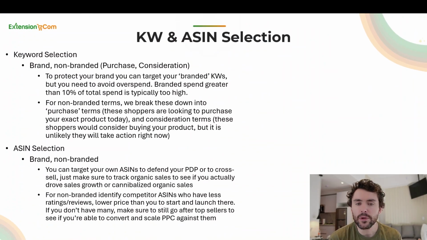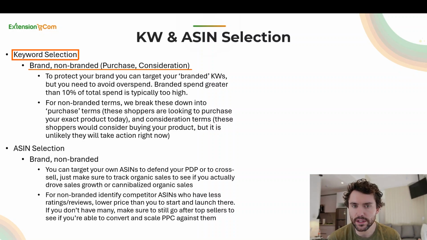All right, let's talk about keyword and ASIN selection. So now we know what campaigns to launch on. We know what the different match types are. We need to now know how to select targets. So when it comes to keyword selection, it's going to break down into branded or non-branded. And within branded, it's going to break into purchase or consideration.